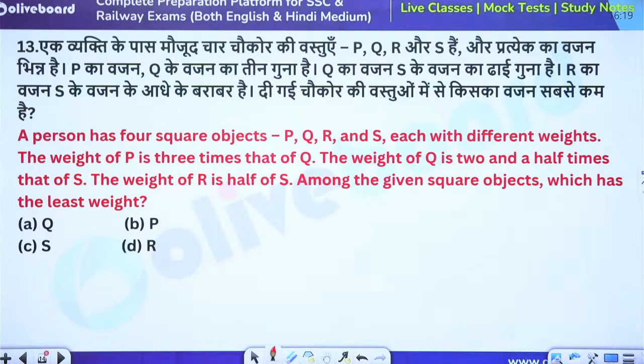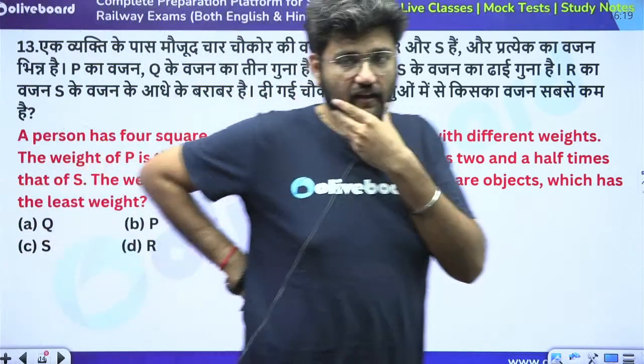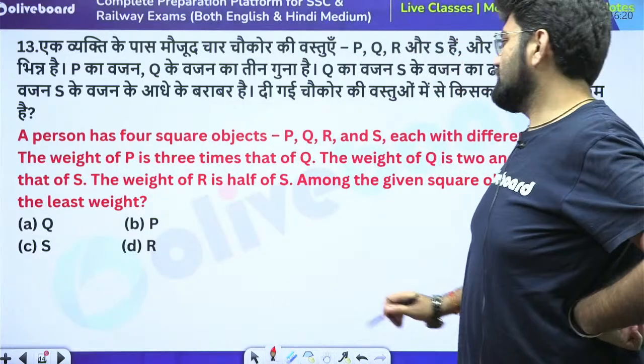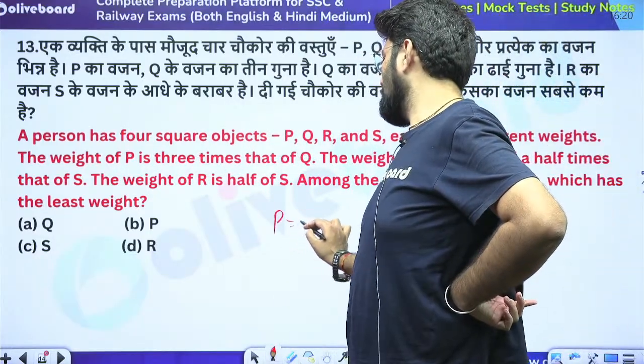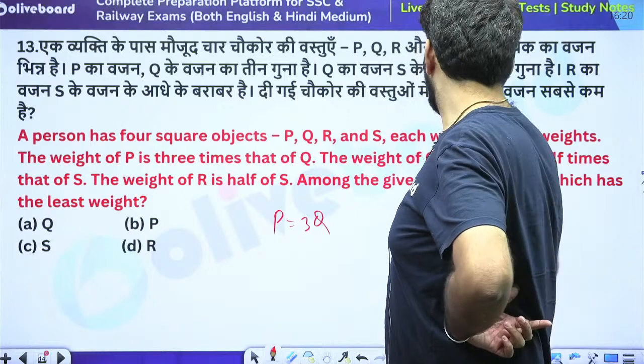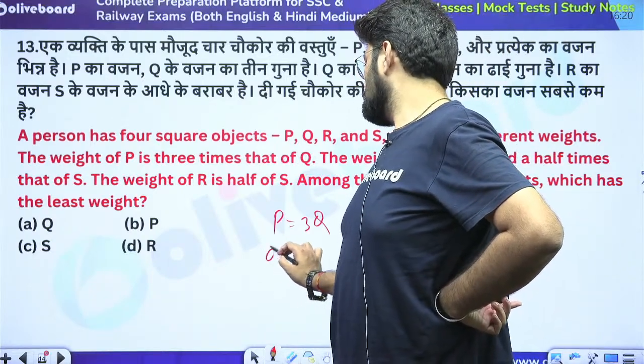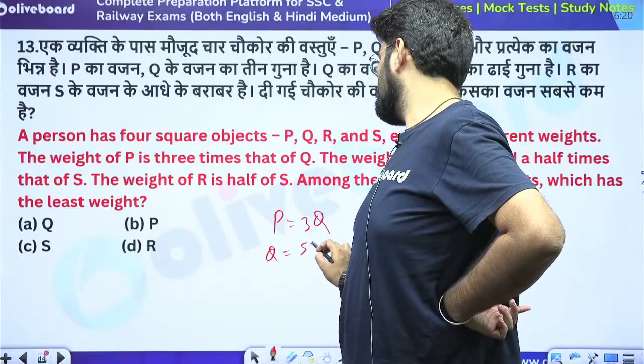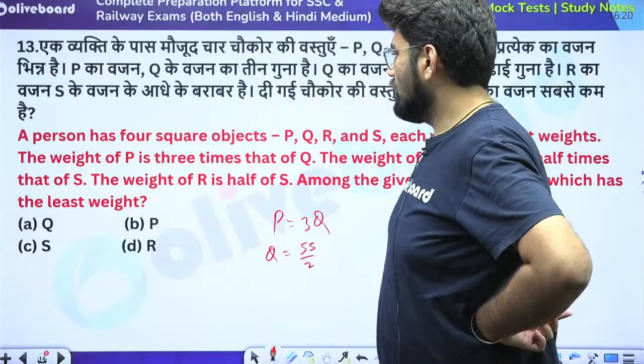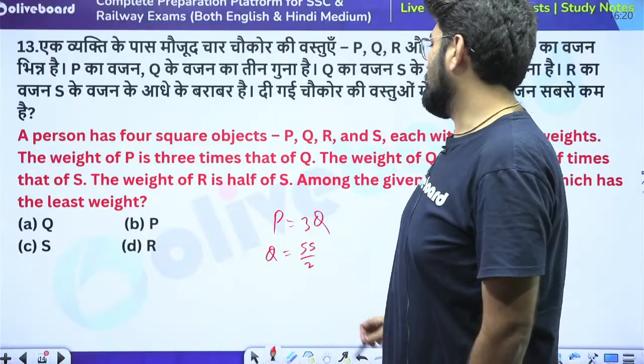A person has 4 square objects P, Q, R and S, each with different weights. The weight of P is 3 times that of Q. Weight of Q is 2.5 times that of S. 2.5 means 5 by 2. So Q is 5S by 2. And the weight of R is half of S.